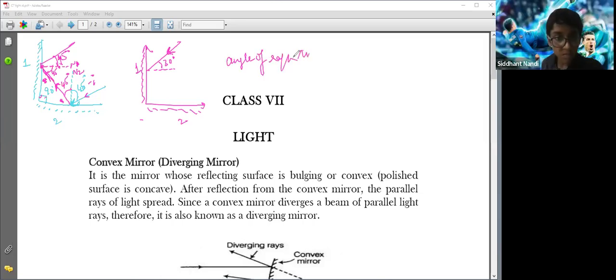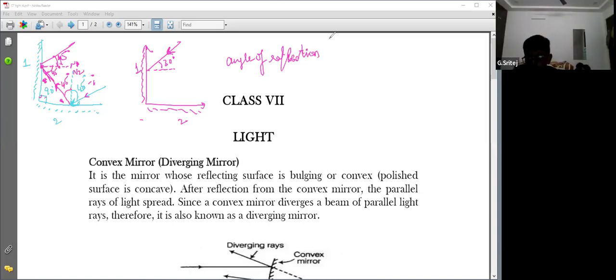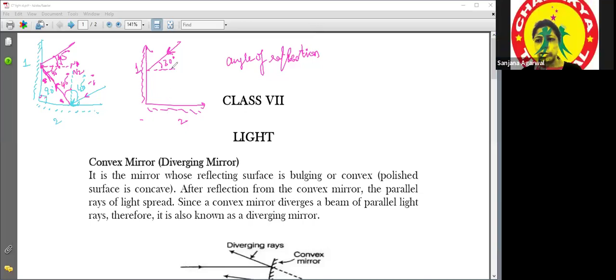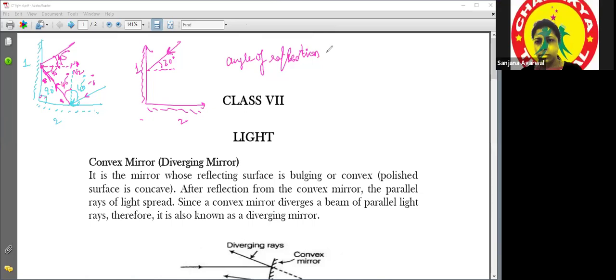Ma'am, we should use the formula, right? No formula is used here, just the simple law. Draw the lines, draw the normal, and then use angle properties, triangle properties, etc. You need to draw it, then you will find it.